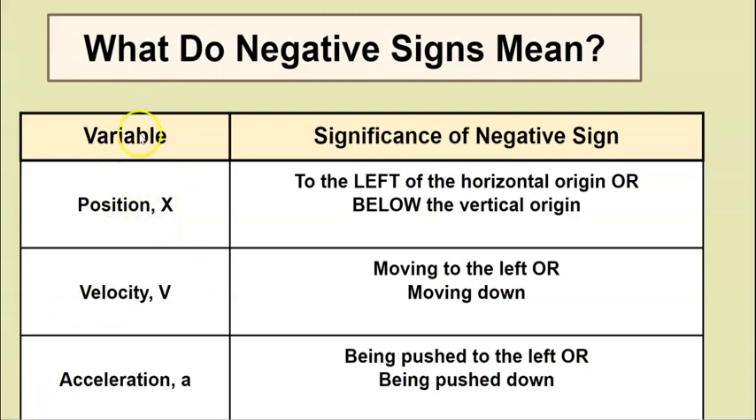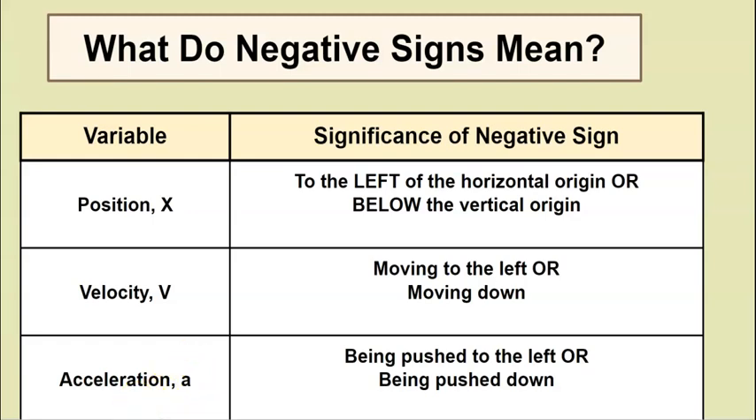Okay, so if your position is negative, it just means you're to the left of whatever you decide the origin is, or you're below whatever you decide the origin is. Okay, it's your relative location. It's the direction you are away from the origin. If your velocity is negative, it means you're moving left or you're moving down. This is the tricky one. If your acceleration is negative, it means you're being pushed to the left or being pushed down.